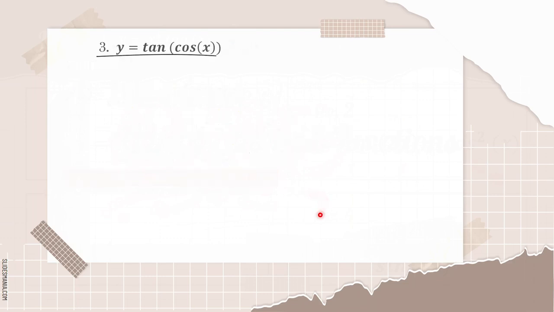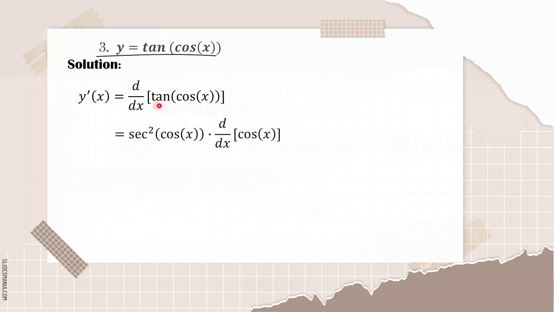Next is our third given, which is y is equal to tangent of cosine of x. To do it, we need to find first the derivative of tangent, and then copy the cosine of x, times the derivative of what's in the parentheses. The derivative of tangent is secant squared, and then just copy what's in the parentheses, which is cosine of x, times the derivative of what's in the parentheses, which is cosine of x.